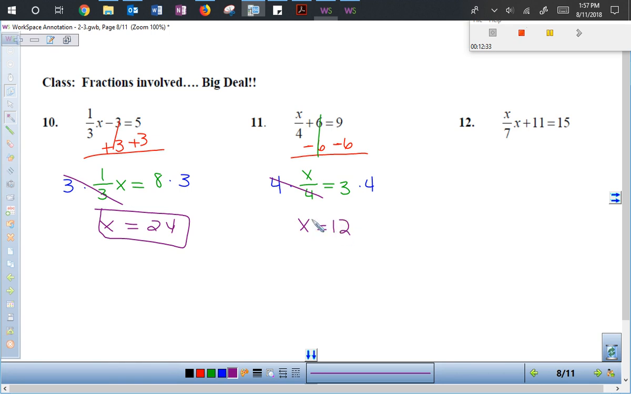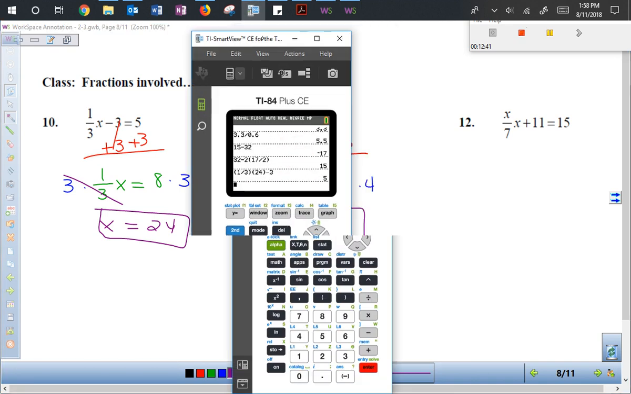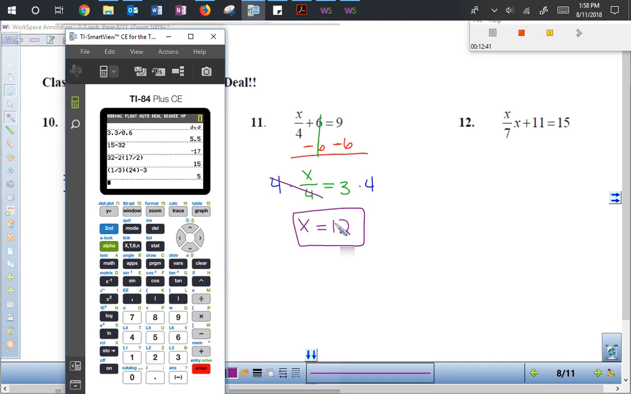Go ahead and pause the video. Check that in your calculator. Alright, hopefully what you did when you substituted it in is you got 12 over 4, so parentheses 12, divided by 4, then plus 6 should give us 9.